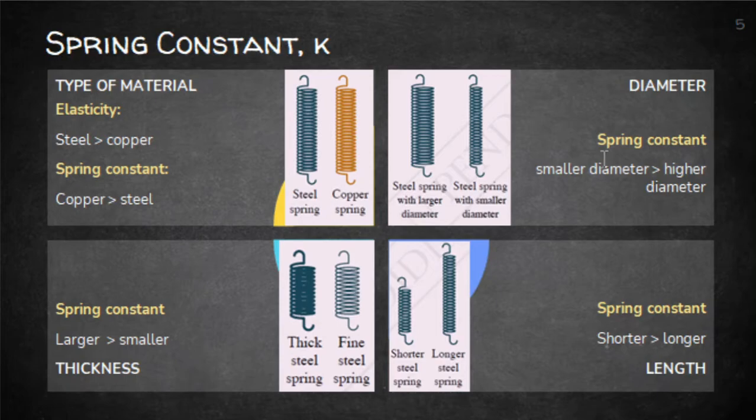Next, we want to compare the thickness of the spring. We have the same length, same material, but different thickness. The spring with larger spring constant is the spring which is thicker than the fine spring. It means that thicker springs are harder, so they need more force to stretch them. And the last comparison, we have a different length of spring, shorter and longer, but they are the same material and same diameter. Shorter springs are harder to stretch, thus they have higher spring constant.